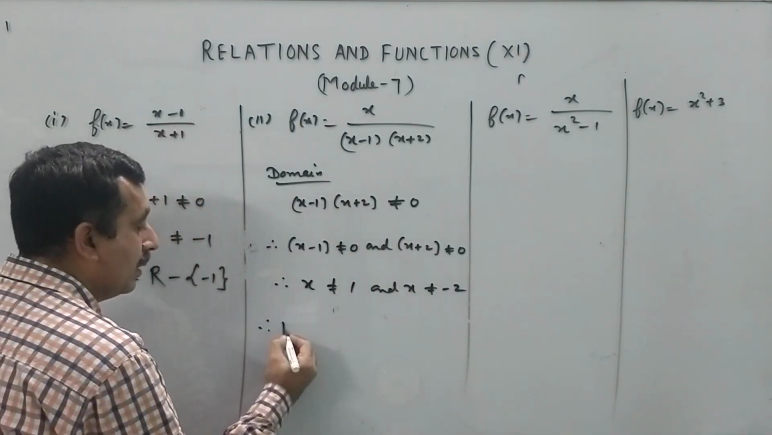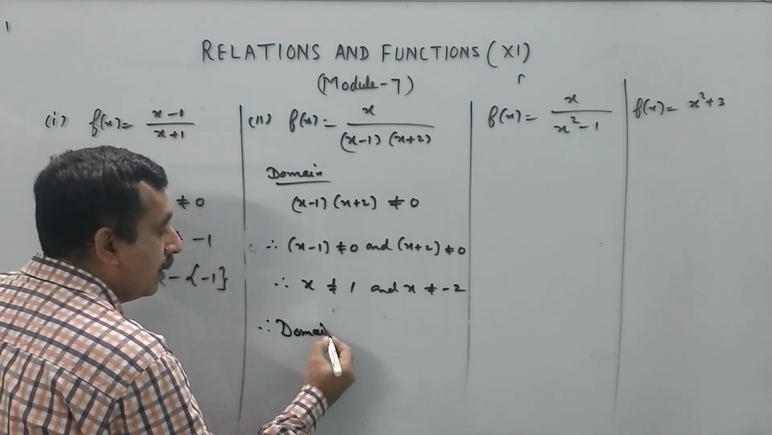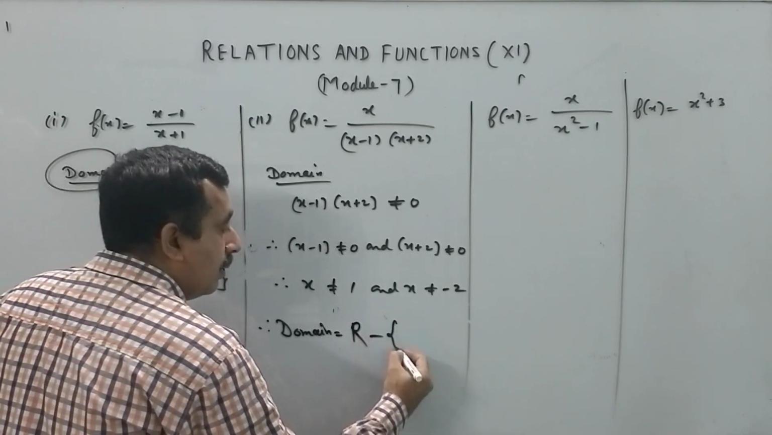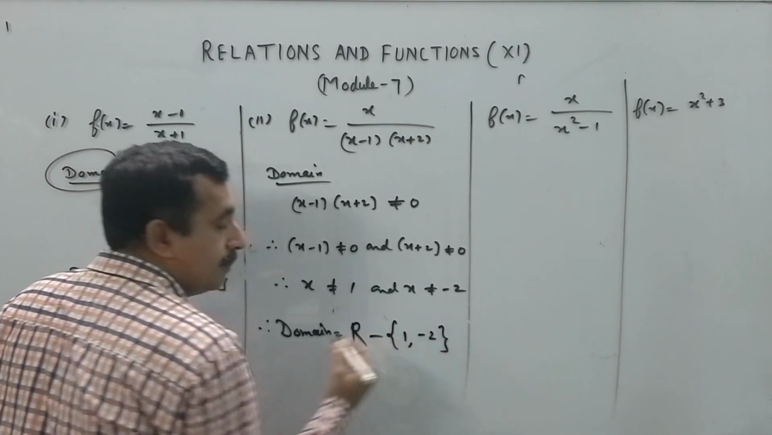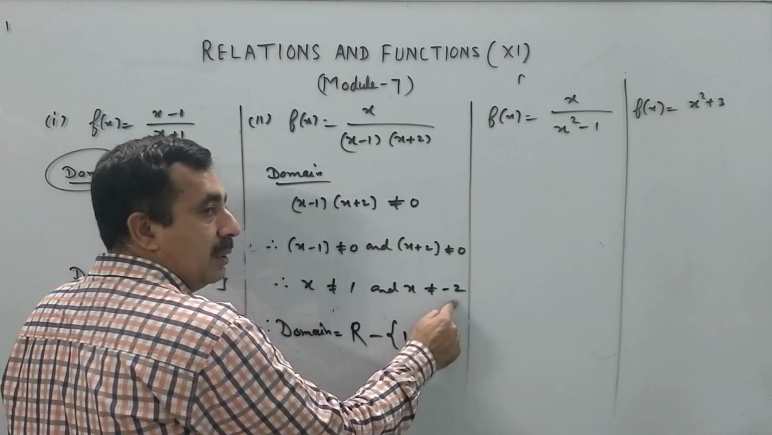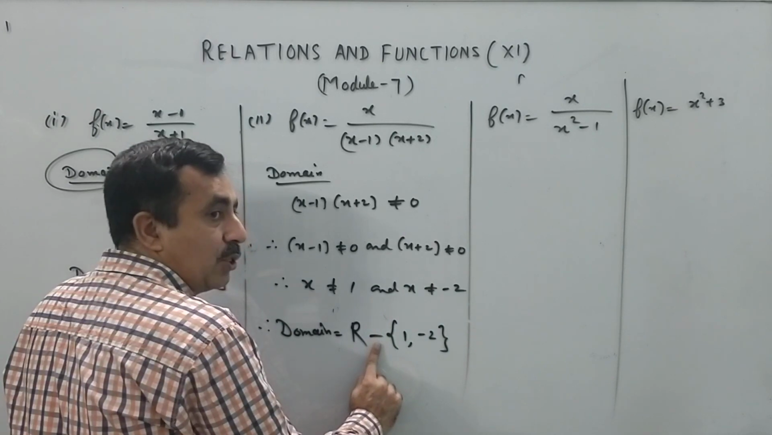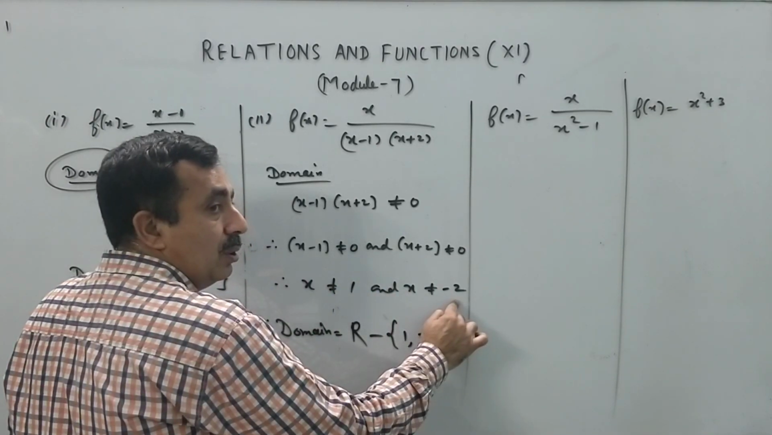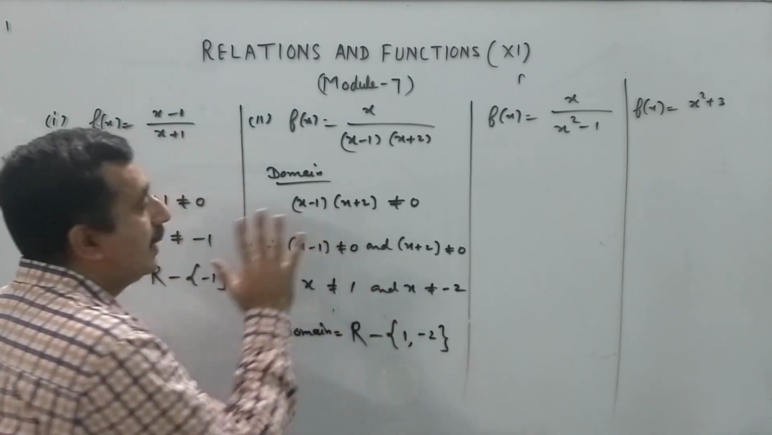And therefore, what is the domain? The domain is all numbers except 1 and -2. Make a set, and subtract these two numbers. You have to exempt 1 and -2. Leave these two numbers, and the remaining part is the domain.